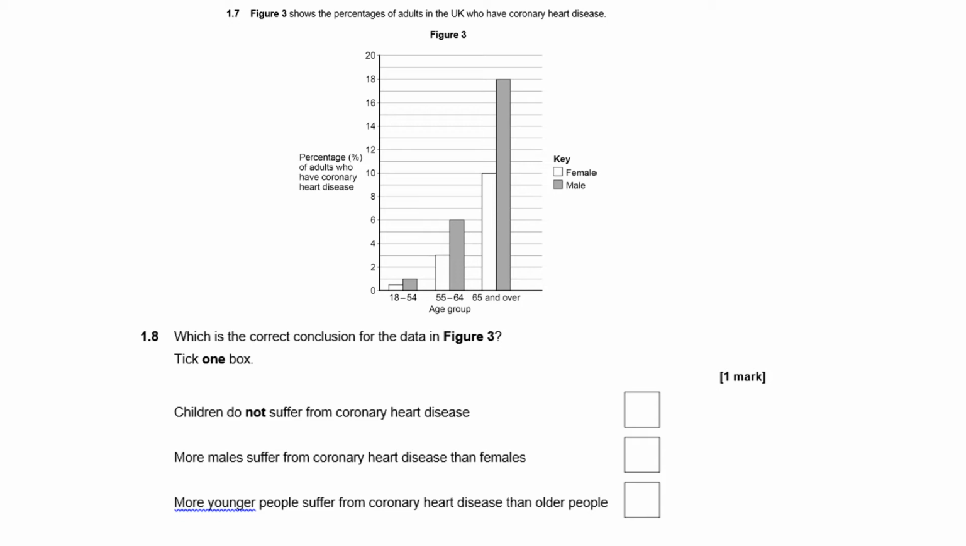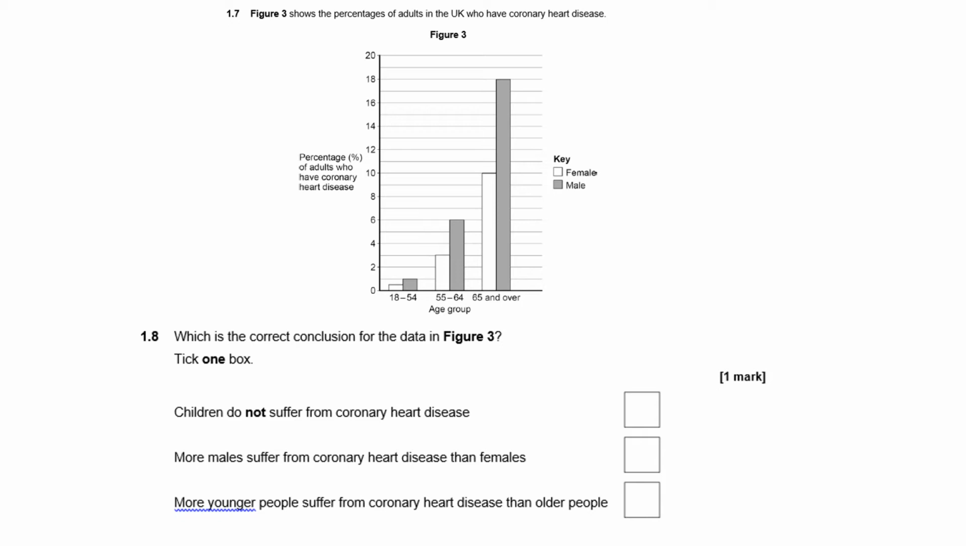So the first one says, children do not suffer from coronary heart disease. Now, children is anything below 18. So we don't know that because there isn't any data for it, so it's not going to be that statement. The next one says more males suffer from coronary heart disease than females. If we're looking at those bars, the grey represents the males, and for each one, the males are higher.